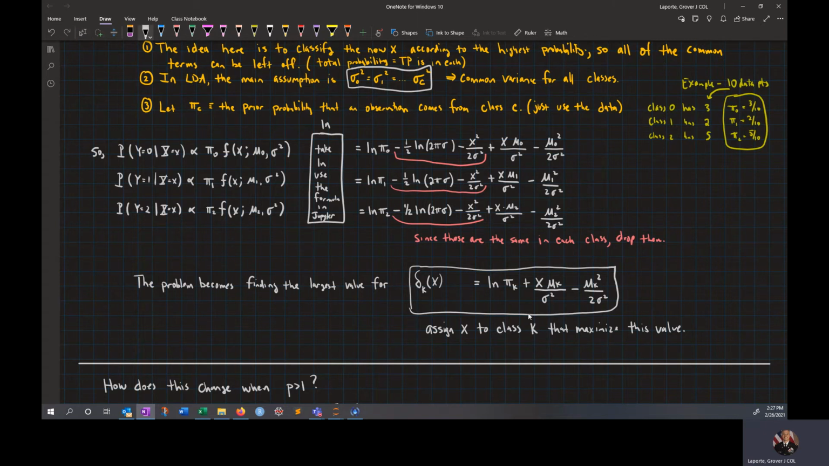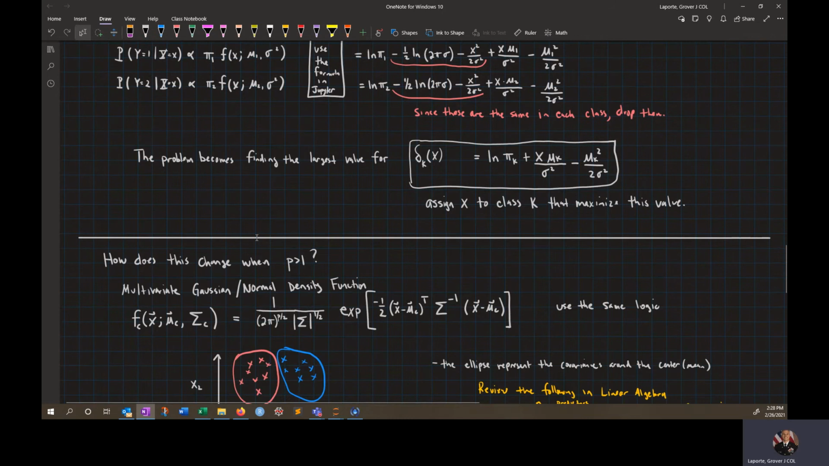But this is it. And why is it linear? Why is it called linear discriminant analysis? Because the x is linear, right? So this is just a constant, this is just a constant, and this is just a constant. Everything is just x times some constant, plus some constant, minus some constant. So this function here is going to be linear in x.